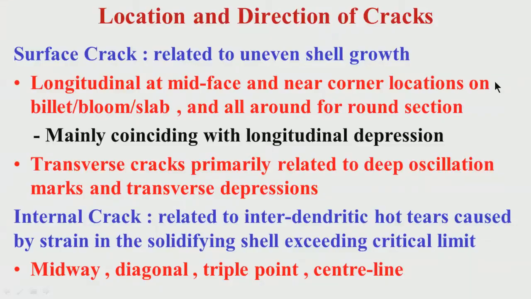So, if the strains can be controlled within limits, then you can have a cast product which has fewer cracks or no cracks at all. So, the whole idea is to control the strain formation, to control it within limits. It should not exceed the critical limit, then only we will have fewer cracks.